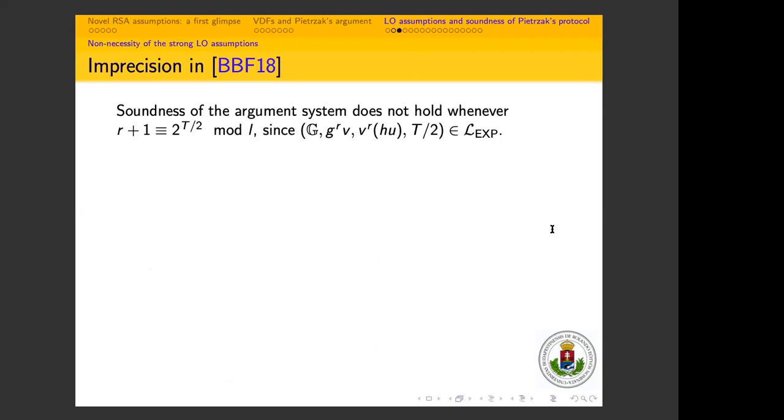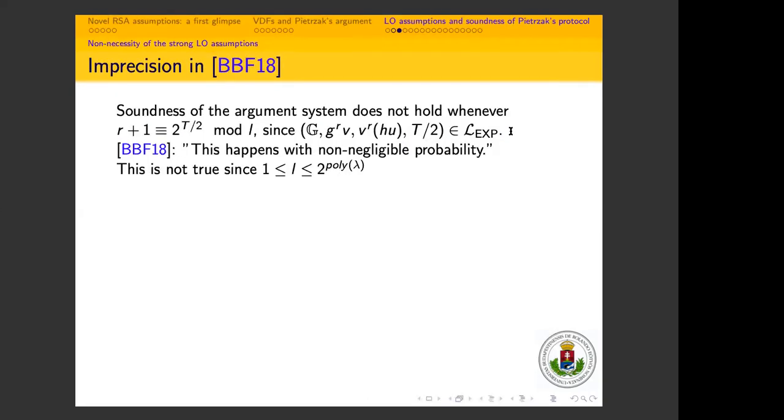Okay, and so let me repeat. Soundness of the argument system doesn't hold whenever R plus 1 is congruent to 2 to the T half mod L, since this tuple is incorrectly accepted by the verifier. And Bonnet, Benedikt Bünz, and Ben Fisch say that this happens with non-negligible probability. Remember, this is not true because the low order is bounded, lies in this interval. So an observation is that there might be weird adversaries who are only able to break this assumption where the low order is close to this bound. Then we will have weird adversaries who can break the low order assumption, but breaking the soundness of the PHX protocol would still be negligible.